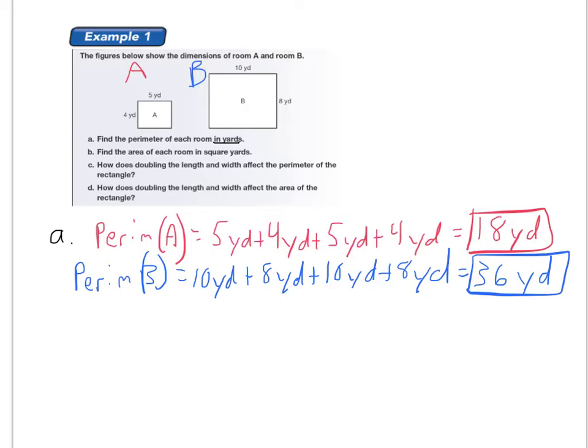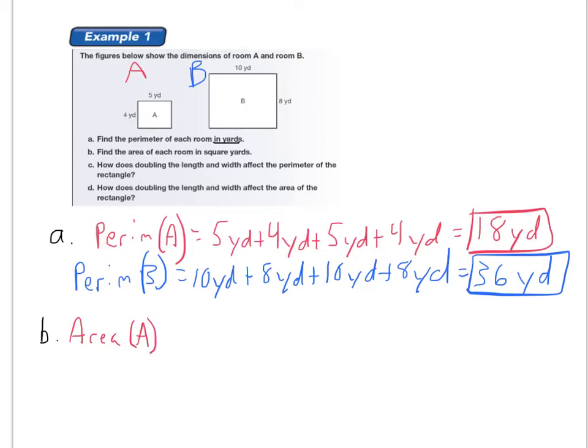So now we got to move on to letter B. Letter B asks us to find the area of each room in square yards. Again, they're in yards here, so we don't have too much work to do. We just have to find the areas. So I'm going to find the area of shape A. Now notice what I'm doing here as I do these.